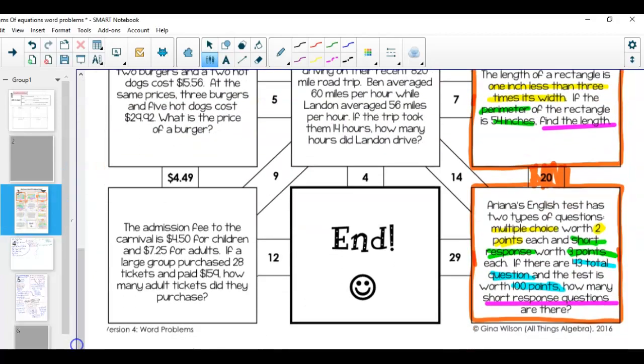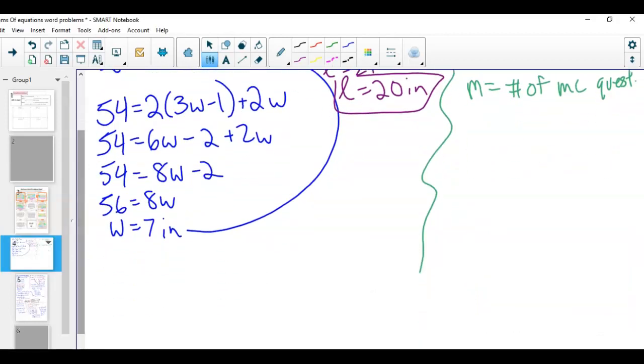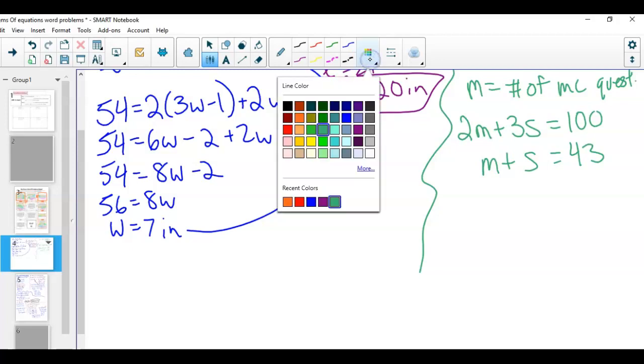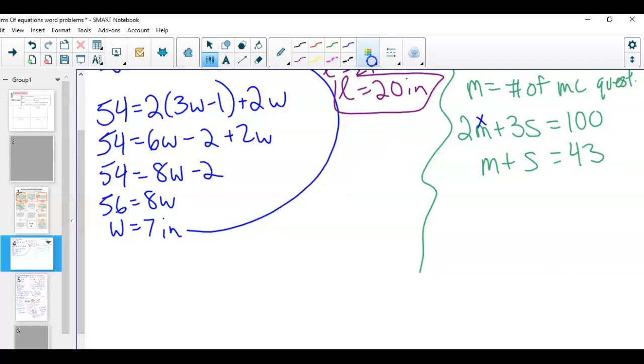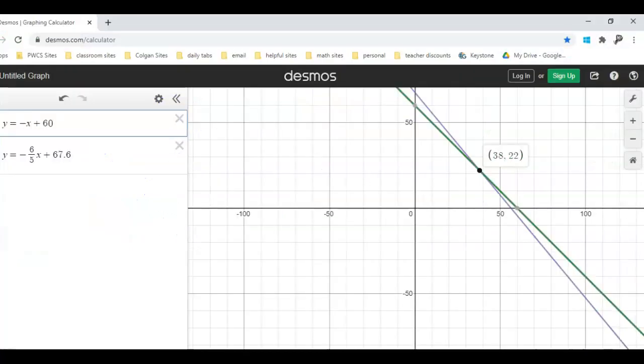From the problem, we know that multiple choice are worth 2 points, short response are worth 3 points, and the total test is worth 100 points. So I can put 2m plus 3s equals 100. I also know there are 43 questions total. And if I knew the number of multiple choice and the number of short response, I would get 43. So I'm going to go ahead and graph this one. Say that my m is x, my s is y, and put these directly into Desmos.